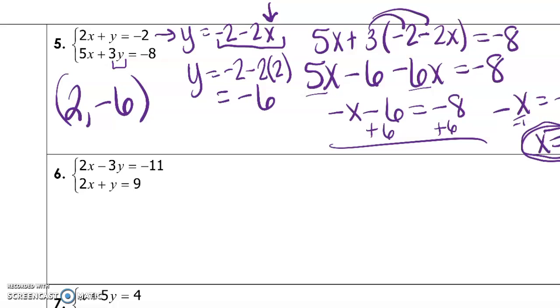Again, you would want to plug that into both of your original equations. So you're going to plug 2 in for x and -6 in for y to make sure you actually get the same answer. You would do 2 times 2 plus -6, and that would give you -2. Then you have to do 5 times 2 plus 3 times -6 and make sure that equals -8.